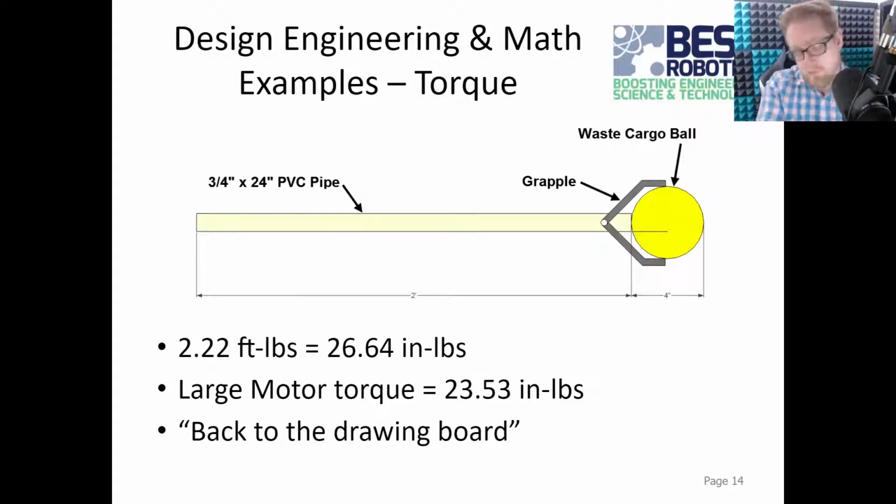So that's a quick example of how applying math like this means that we didn't have to build any of this. We didn't have to build the PVC pipe or the grappler or put a ball in it and test it to determine that this would probably not work. And we've saved a lot more time than we would have if we had tried to construct this. So that's how this can help make your process faster, because time is so valuable and you have such a limited amount of time to be able to complete your robot. So anything you can do to save time is really valuable.